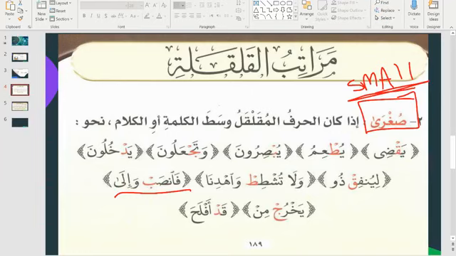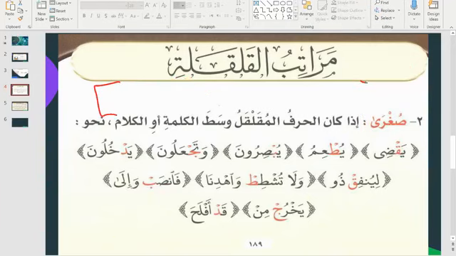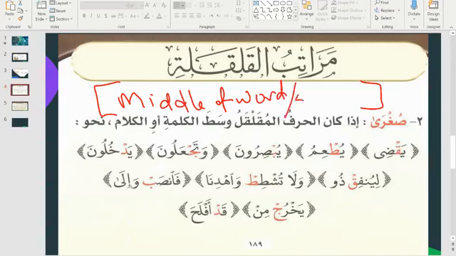Well, it simply means, again, if you have one of the 5 letters, qa, ta, ba, jim and dal, and it happens to be in the middle of a word or in the middle of a sentence. So let's do it right here. We're going to say you've got one of those 5 letters in the middle of a word or sentence. All right, so here we go. Look at what we're going to do.